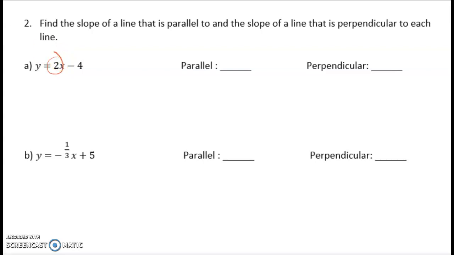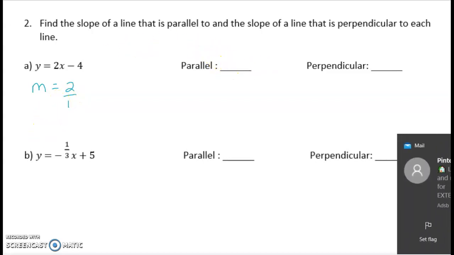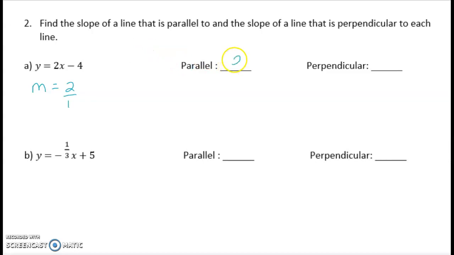So our slope is 2. So my slope equals 2, and that's 2 over 1. So that means a parallel slope would be 2 over 1. But then a perpendicular means we're going to flip it. So my slope is going to be, instead of 2 over 1, it's going to be 1/2. And we have to change from a positive to a negative.